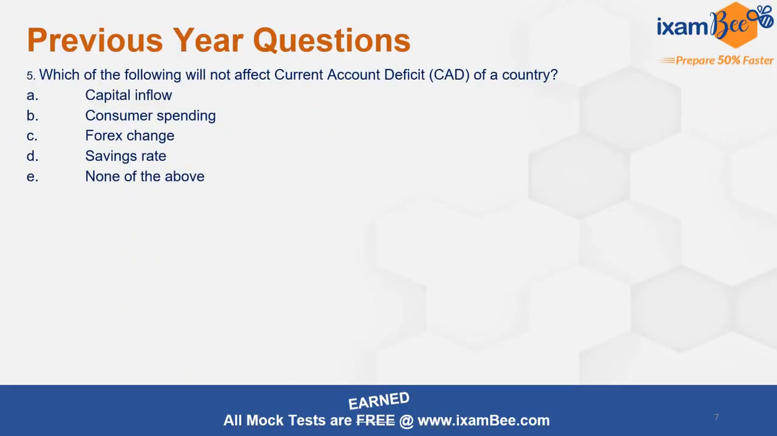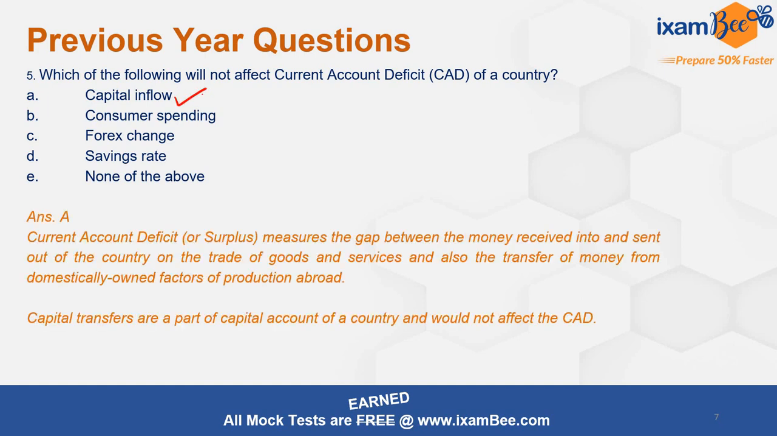Now let's look at the next question. Which of the following will not affect the current account deficit of a country? Current account deficit will be affected by current inflows and outflows, right? So it's very straightforward. Capital inflow is not going to affect anything in the current account of a country, right? Current account deficit tells you the difference between how much money is received and how much money is sent out of the country. So if there are capital transfers, they are part of the capital account and not the current account. So capital inflow will affect the capital account and not the current account deficit.